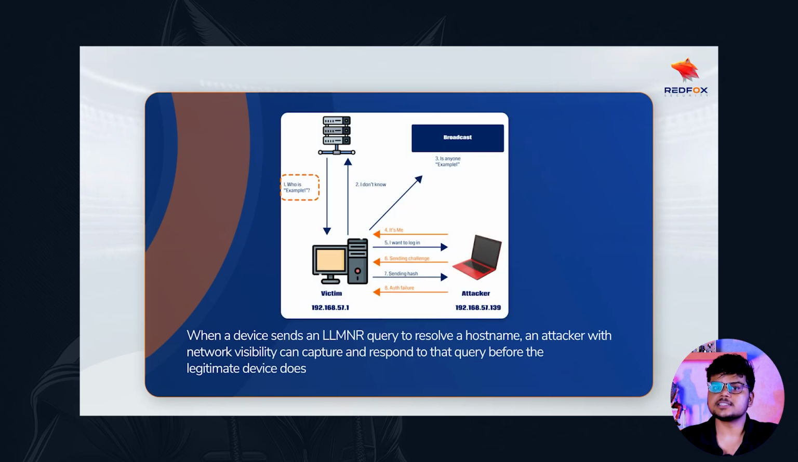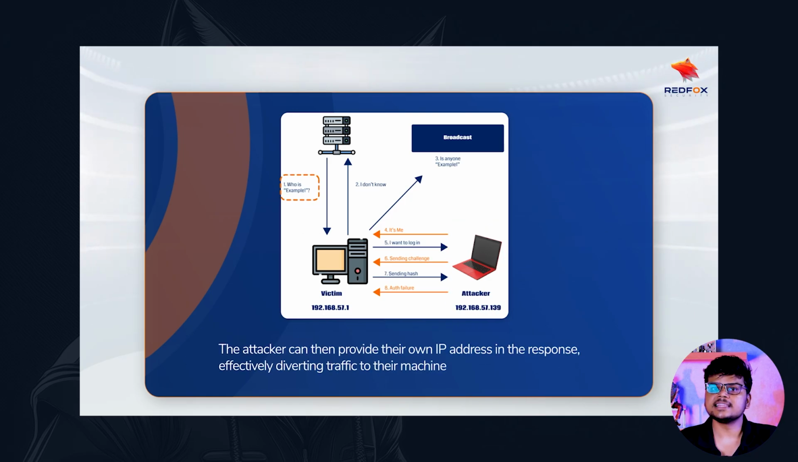When a device sends an LLMNR query to resolve a host name, an attacker with network visibility can capture and respond to that query before the legitimate device does. The attacker can then provide their own IP address in response, effectively directing traffic to their machine.